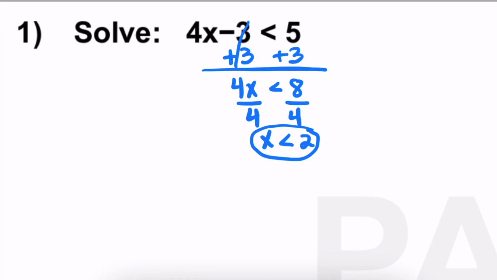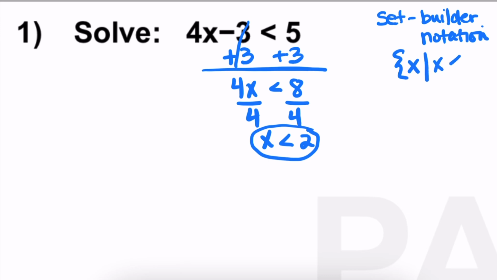But there are a couple of ways you can display your answer. You can display your answer in set builder notation. And that's going to be, I don't know the name of these brackets. I call them squiggles. So this is going to be squiggles. And then I say the set of all values of x such that x is less than 2. That's set builder notation.